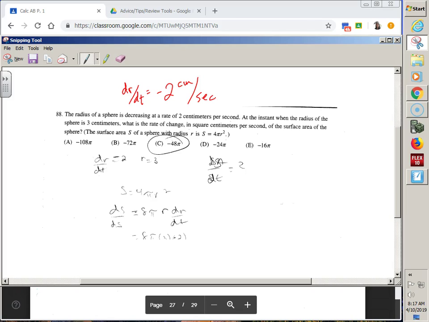At the instant when the radius of the sphere is 3 centimeters, such that r equals 3, they're just telling me what to plug in. What is the rate of change, derivative of, I'm guessing with respect to t, but let's figure out what we should put in our box. D of who? The rate of change in square centimeters of the surface area. The area of the sphere. And then they tell us an actual equation for surface area, so forget that. They're saying call the surface area S, and they're giving me an equation for it. So I need to find ds/dt when r equals 3 given dr/dt.